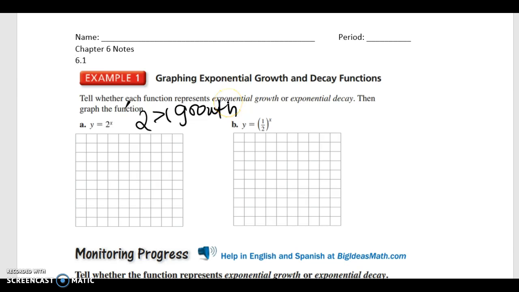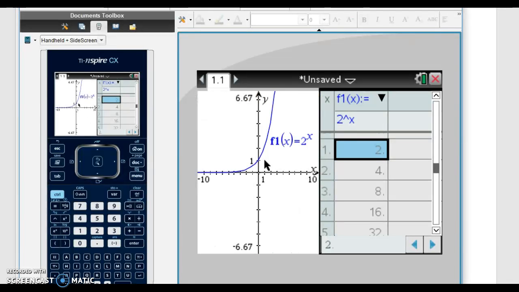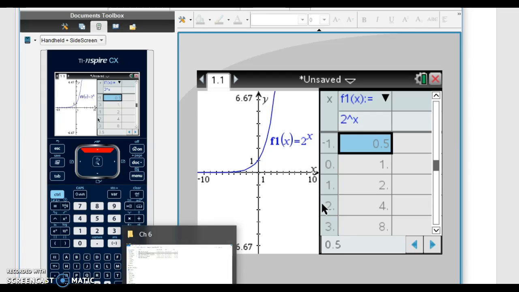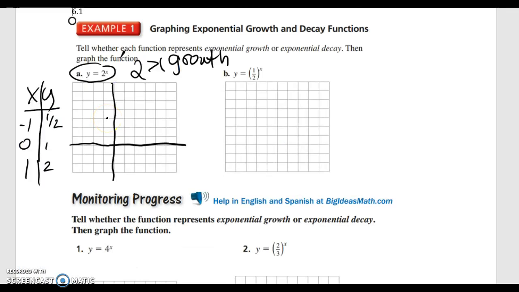Next thing you want to do is graph this equation into your calculator, and we can pull up a table. You can see here in my calculator, I graphed the function 2 to the x power, and then I pulled up my table. Let's stick with just plotting the points -1, 0, and 1. So let's transfer that to our notes. I transferred the points to my table, and now let's plot them. At -1, we have a point at a half. At 0, we have a point at 1. And at 1, we have a point at 2. Next, I'm going to connect my dots in a nice smooth curve, and notice it's going to shoot up exponentially, like a growth.